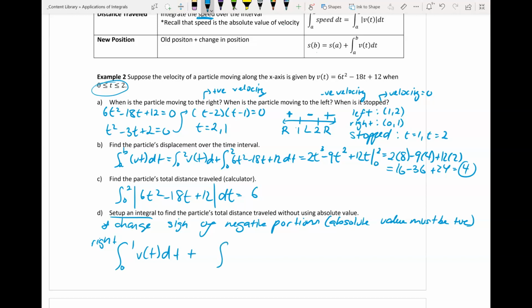plus, and I know this value is going to be negative because according to my sign diagram in A, from 1 to 2, it's going to be negative. So then to counter that, I just need to multiply this entire integral by a negative so that it becomes positive. So here we're going to change the sign to make the value positive. And again, that's because we know that we're going to get a negative from our sign diagram in part A between 1 to 2.